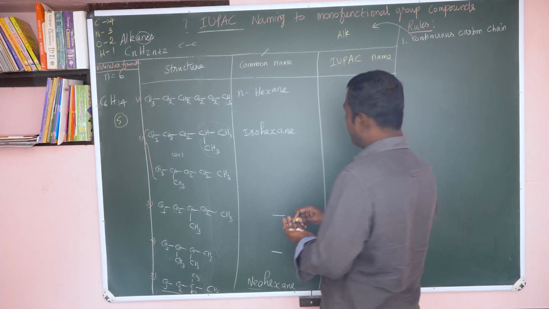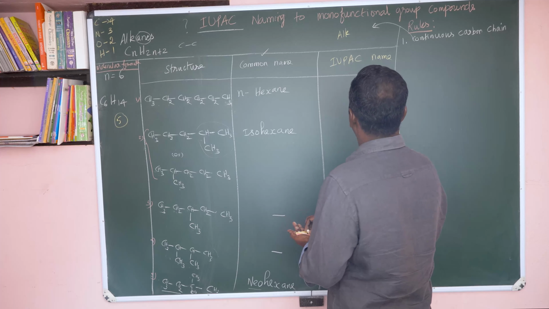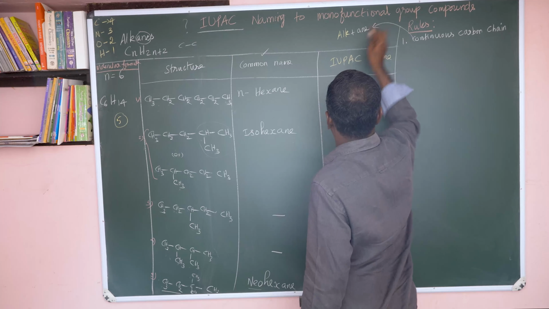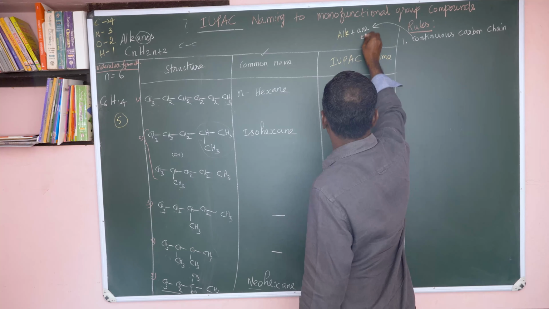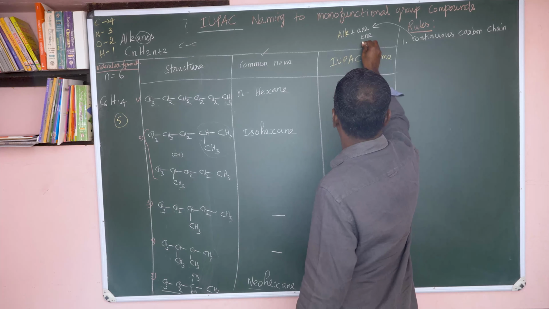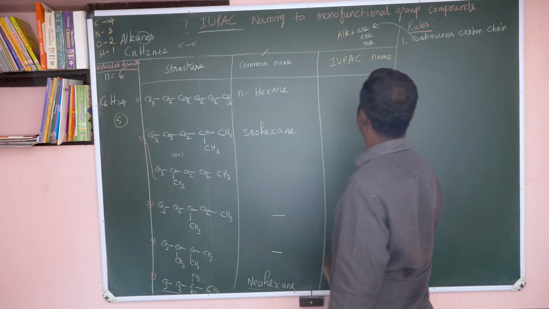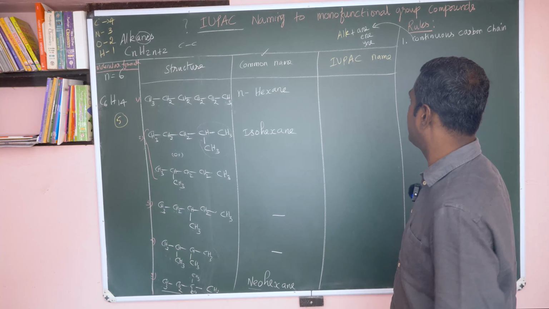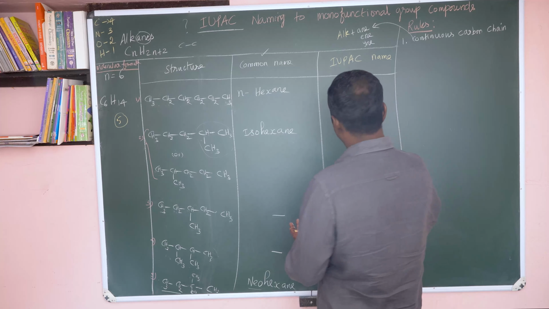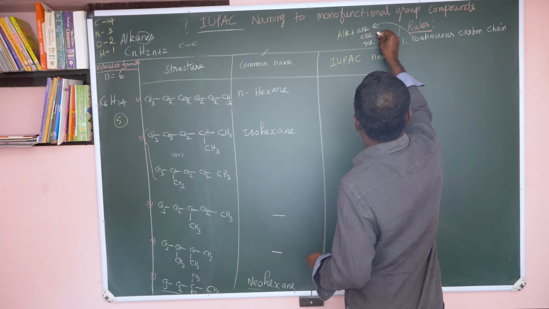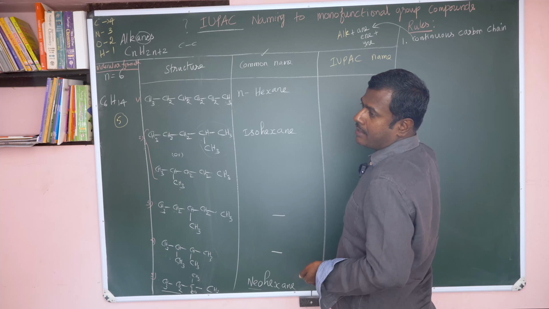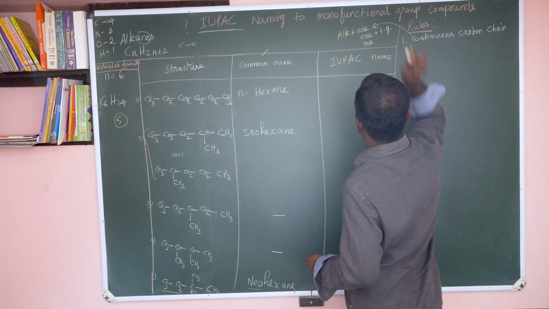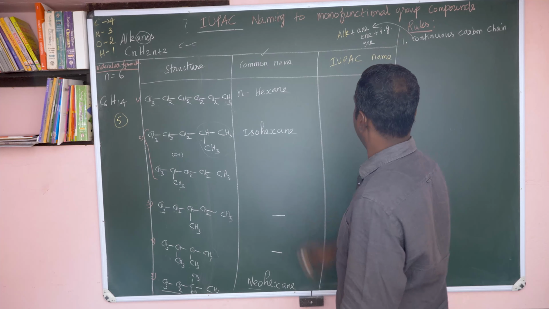Then if there are only single bonds between carbon atoms, then with alk we should add ane. If there is any double bond, then ene. If there is any triple bond, then yne. So with alk we are adding ane, ene or yne. Then with these we have to add one more also. If there is any functional group, then we have to give the name of that functional group. I am simply writing FG, functional group.